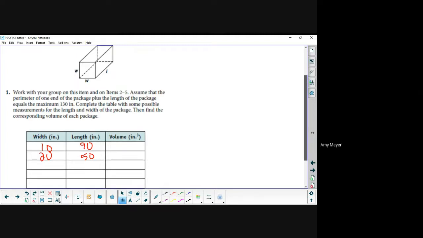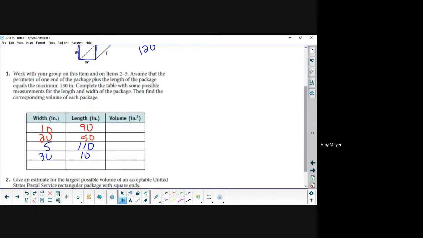Allie Cole, can you give me another one that you have? What's the width? 5. What length would go with that? 110. Okay. Caitlin, do you have another one that's not up here? No, but I can. Okay. You give it to me when you get it. What's 30 worth? Let's see. 30 and 30 and 30 and 30. So that's 120. So your length would then be, yep, that works. Does anybody have another one that's not up here? Yep. 8 and 98.